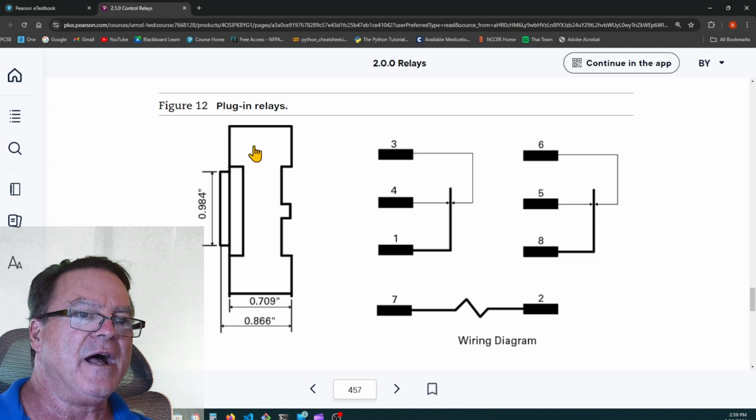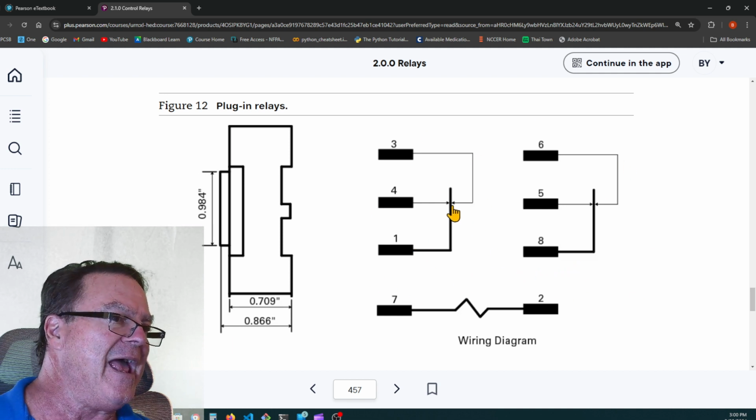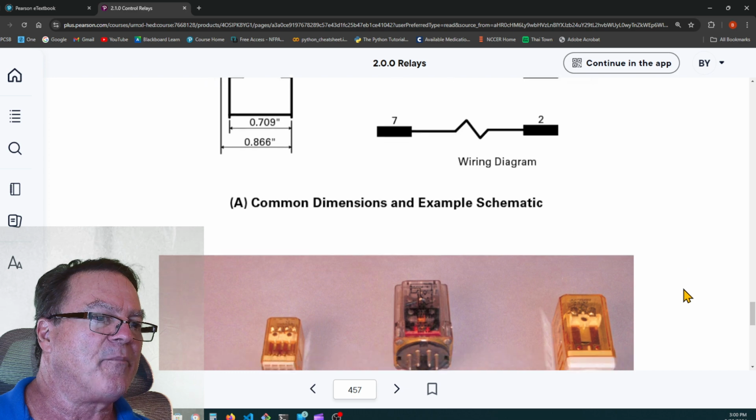I should have looked it up. This is the base of a relay, and the relay itself is wired toward on this wiring diagram. One of these should be normally open, and they're not showing us which one. I think 4 is normally closed, and 3 is normally open, and I think on this one 6 is normally open, and 5 is normally closed. 1 and 8 are the commons, and 2 and 7 are the power operating the relay.